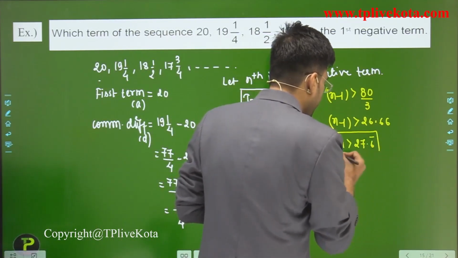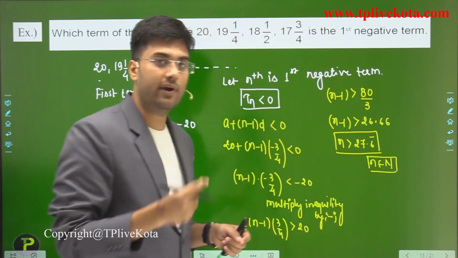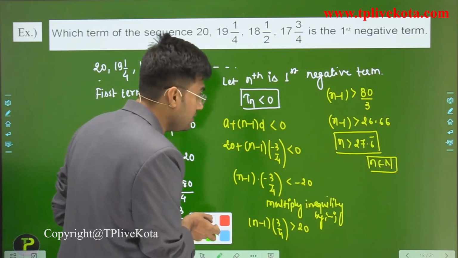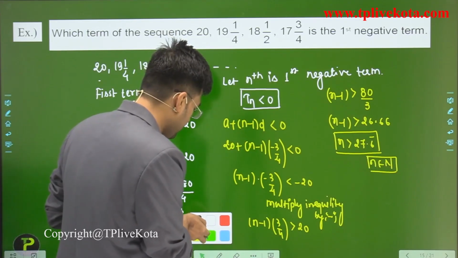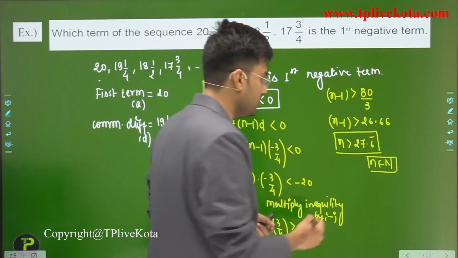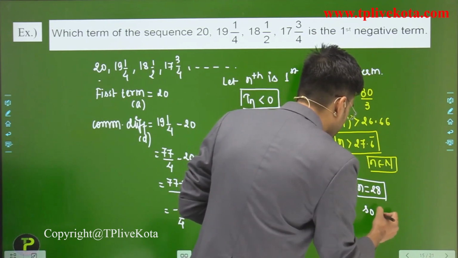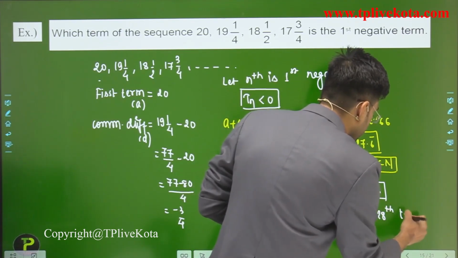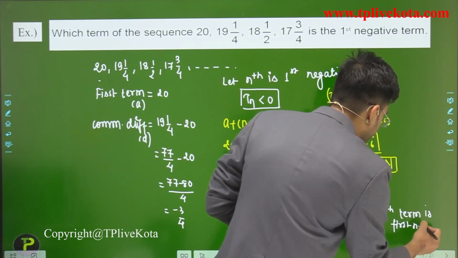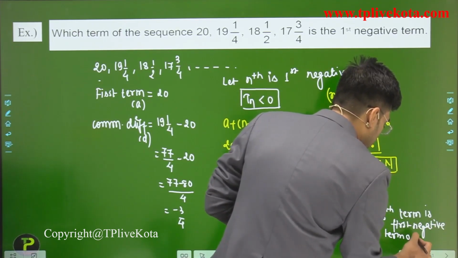And we know that n should belong to the natural numbers, and here we have to find the first term which is negative. So students, n should be greater than 27.6 bar, and now we can say that the first natural number after 27.6 bar is what? It is 28. So students, we can say that the 28th term is the first negative term of the given AP.